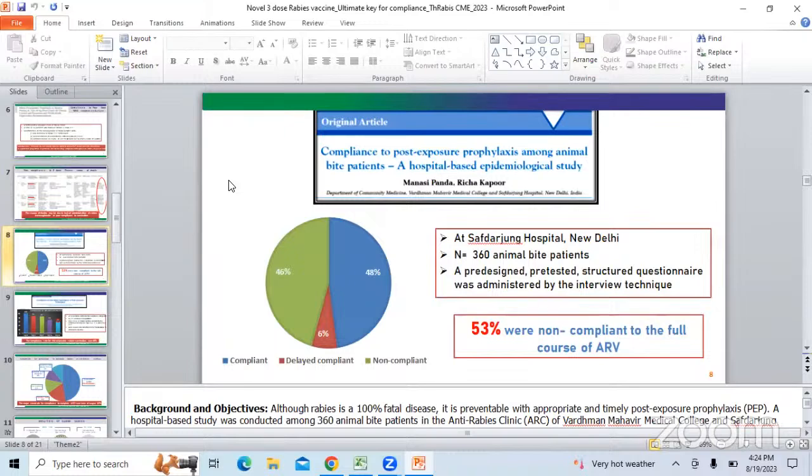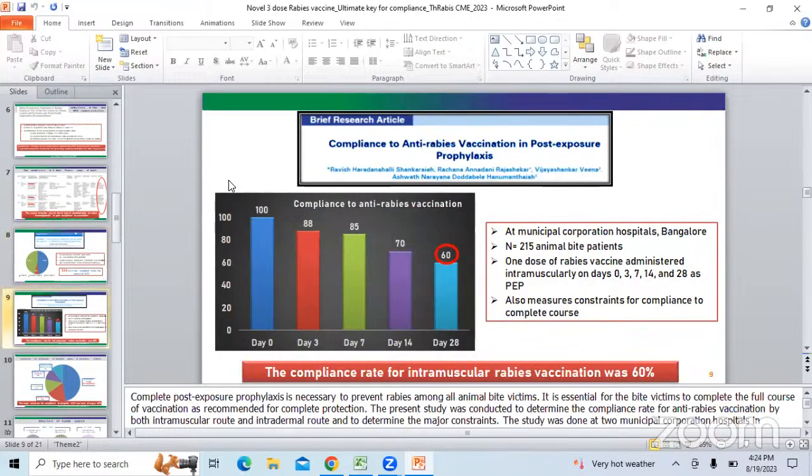This study occurred in Safdarjung hospital, in which 360 animal bite patients were included, and it was found that 53% were non-compliant to the full course of the ARV. According to this study, the compliance rate of the intramuscular rabies vaccine was 60%.